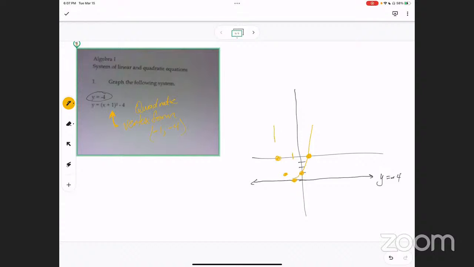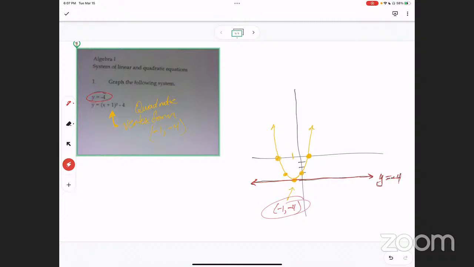Okay? So that's how you graph the system. And what would the solution to the system be? It's where they intersect, right? I'm going to make this in red so you can see it better. And where do they intersect? At -1, -4. Perfect. That's the solution. And there's only one solution because the vertex happens to be touching the other line exactly.